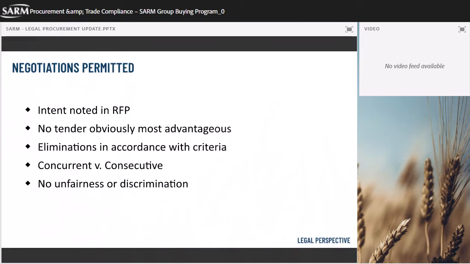And then we talked about negotiations. Any sort of intention to negotiate needs to be noted within the RFP. We talked about whether or not, if there's no tender that's obviously advantageous, negotiations are permitted in that instance. When eliminations are being conducted, they need to be done in accordance with criteria. So, you have to decide whether it's going to be concurrent or consecutive eliminations, and just keeping in mind that when you're negotiating, no unfairness and no discrimination needs to apply as well.